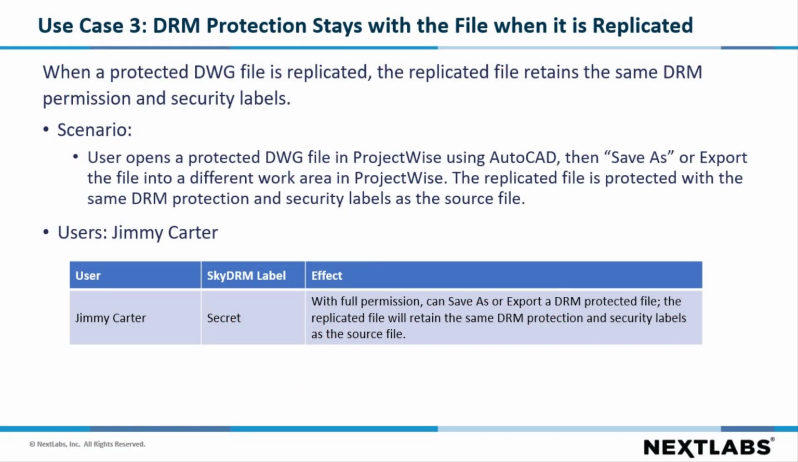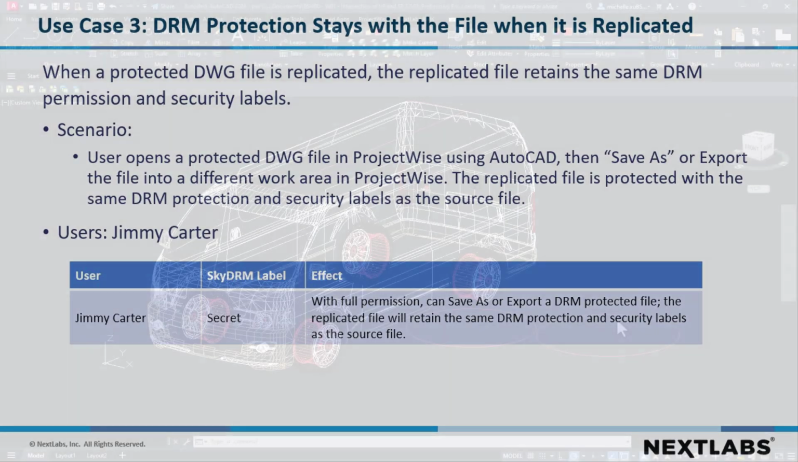Use case 3. DRM protection stays with the file when it is replicated. When a protected DWG file is replicated, the replicated file retains the same DRM permission and security labels. In this use case, user Jimmy Carter opens a protected DWG file in ProjectWise using AutoCAD, then saves as or exports the file into a different work area in ProjectWise. The replicated file is protected with the same DRM protection and security labels as the source file.